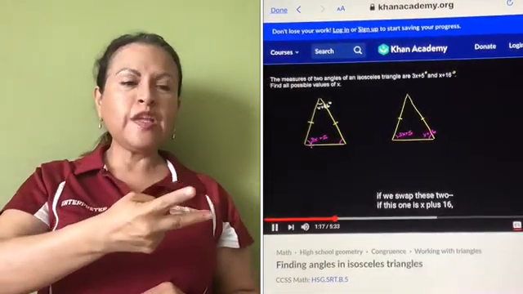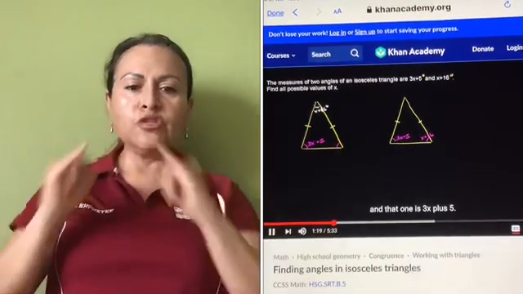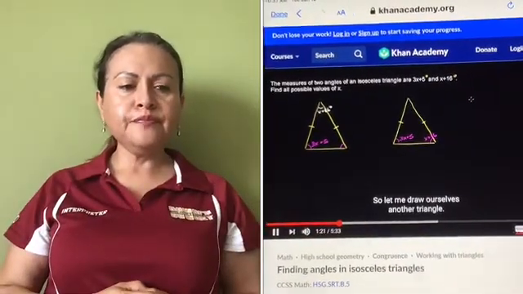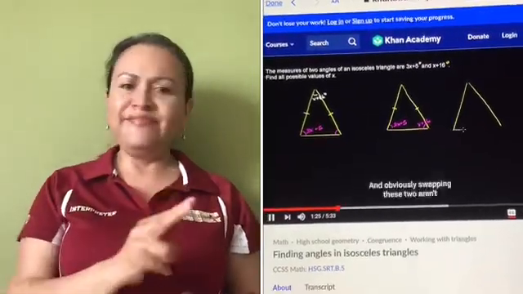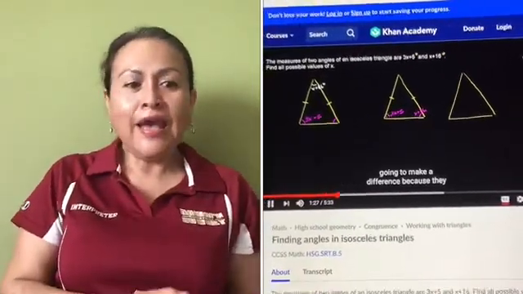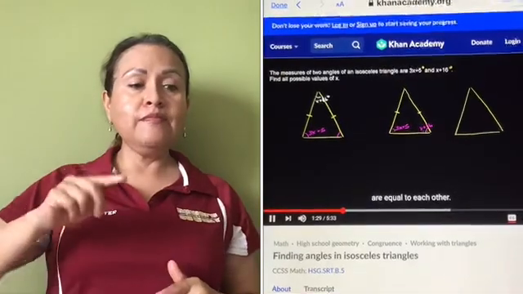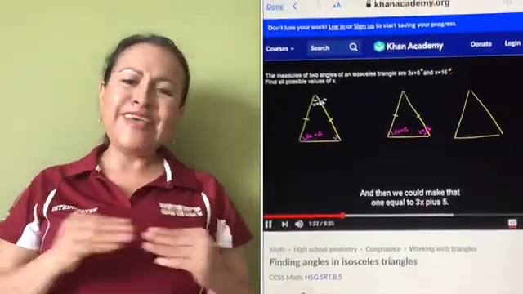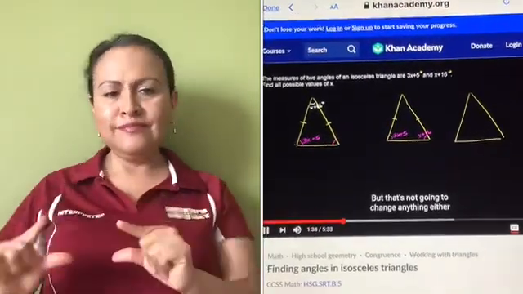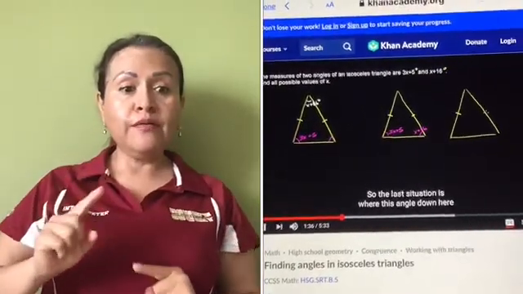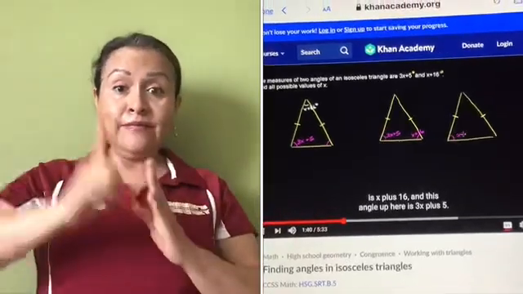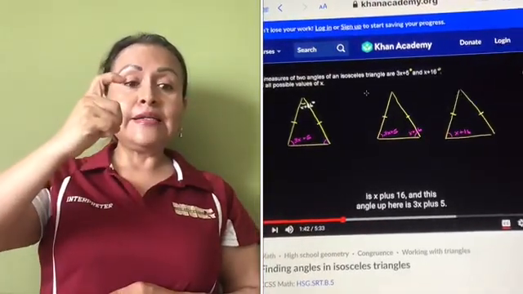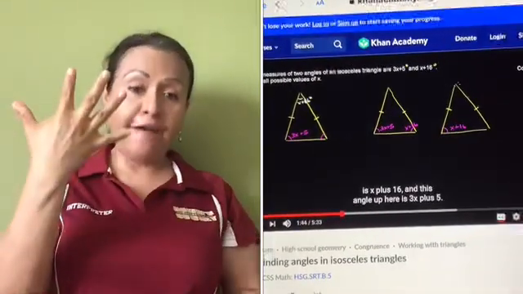So let me draw ourselves another triangle. And obviously swapping these two aren't going to make a difference because they are equal to each other. And then we could make that one equal to 3x plus 5, but that's not going to change anything either because they're equal to each other. So the last situation is where this angle down here is x plus 16, and this angle up here is 3x plus 5.